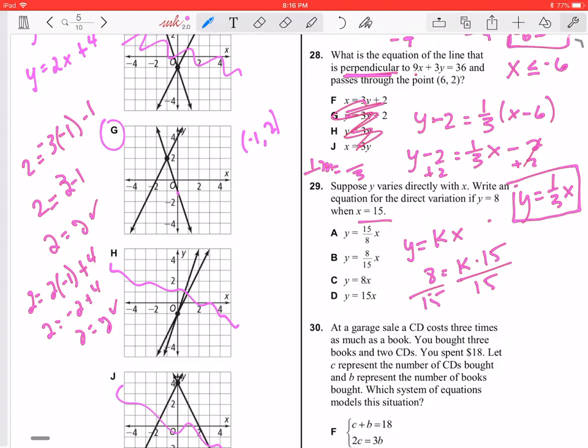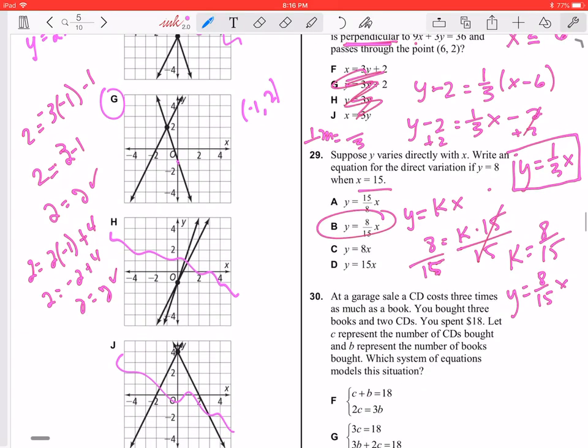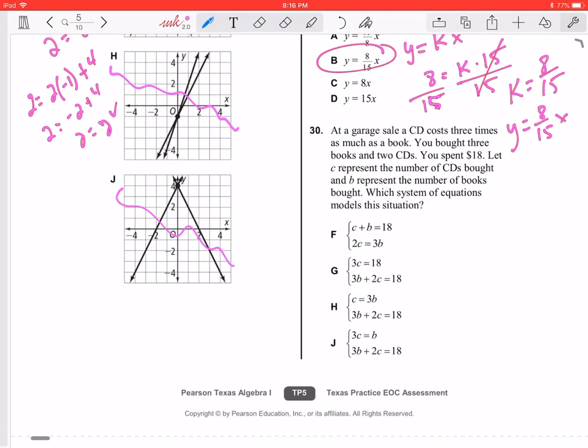3 will go into, or let's see, 4 will go into 8. That's as simplified as it can go, sorry. So then k is going to be equal to 8/15. So now in terms of writing the direct variation, it's going to be y is equal to 8/15 x. So that is B. Number 20.